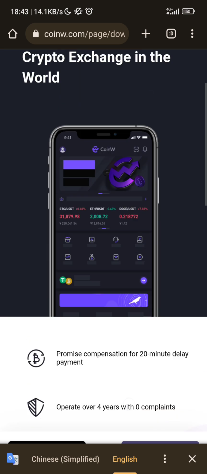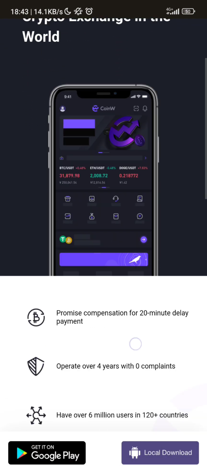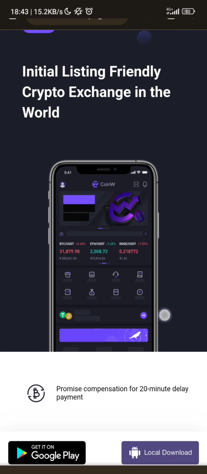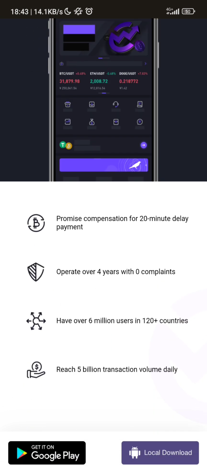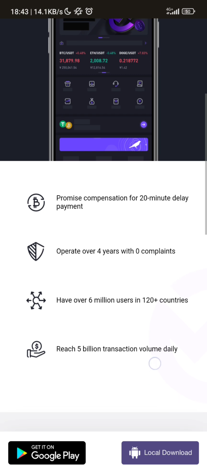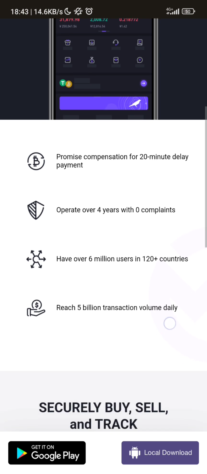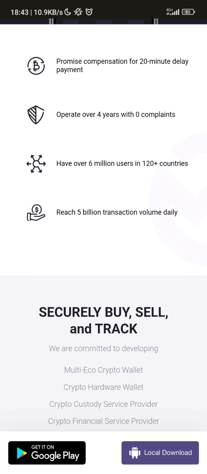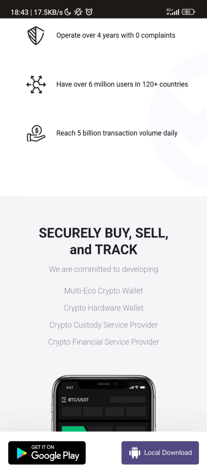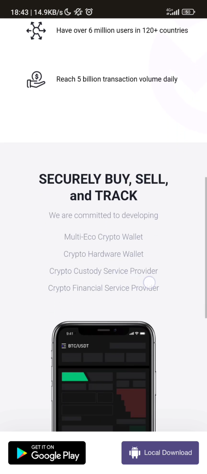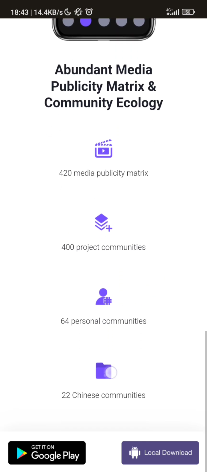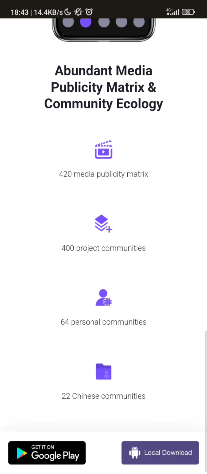So just a brief about the exchange. It's a listed-friendly crypto exchange in the world. They promise compensation, daily payments, have operated over 4 years now with 0 complaints, and they have over 6 million users in 120 countries, and they've reached 5 billion transaction volume. That's the daily transaction volume. So that's huge, guys. That's very, very huge. There's other information you can just check for yourself.